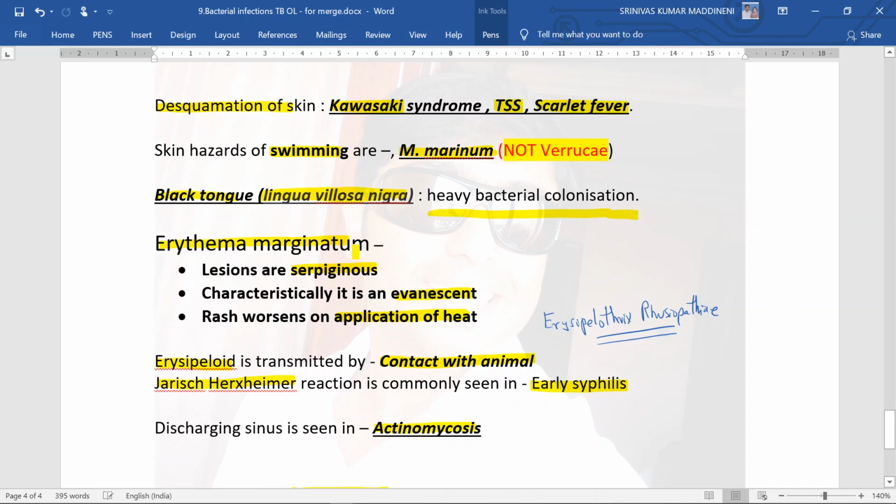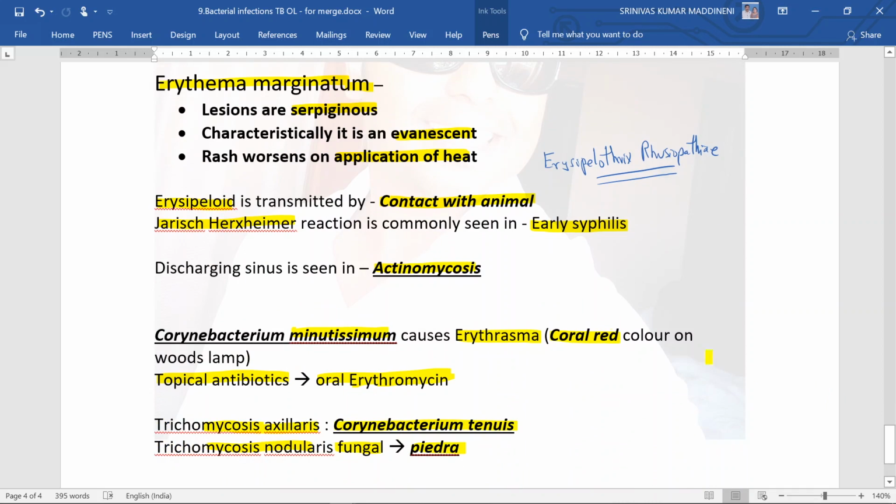Erythema marginatum: I can say that this is one of the confusers with erythema annulare centrifugum and erythema nodosum. You all remember that this is a diagnostic criterion for rheumatic fever. Here lesions are serpiginous and evanescent, and they worsen on application of heat. There is one more condition which can be a confuser. Erysipeloid is transmitted by contact with dead animals, seen in dead animal handlers, most commonly pork, caused by Erysipelothrix rhusiopathiae.